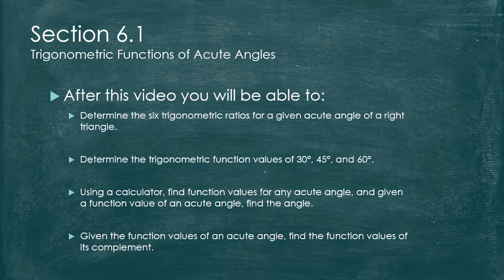to determine the trig ratios for a 30 degree, 45 degree, and 60 degree angle, to, with the use of a calculator, find function values for any acute angle, as well as given a function value of an acute angle, find the angle. And lastly, to, from a given function value for an acute angle, find the function values of its complement.